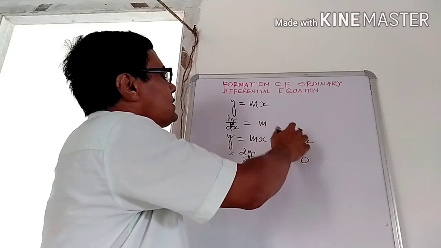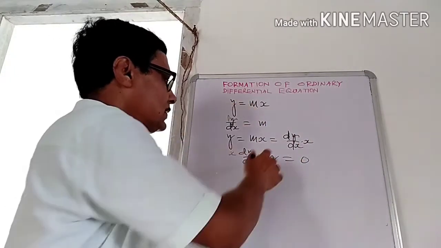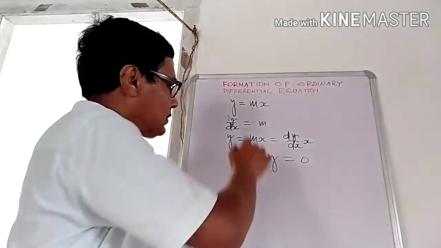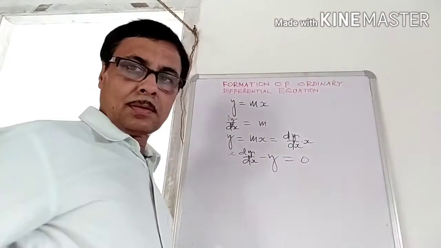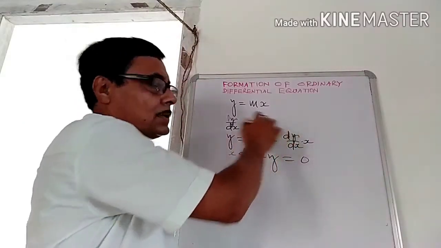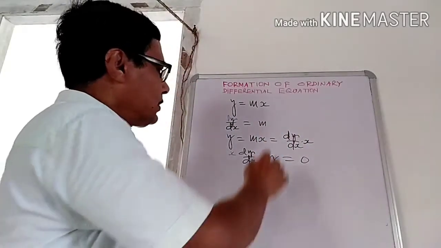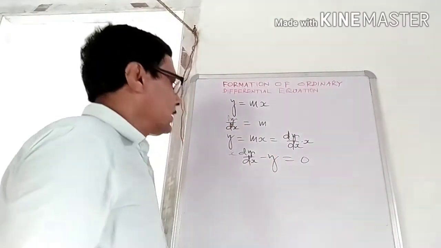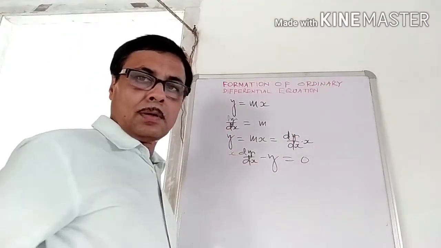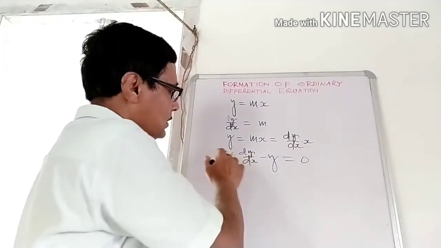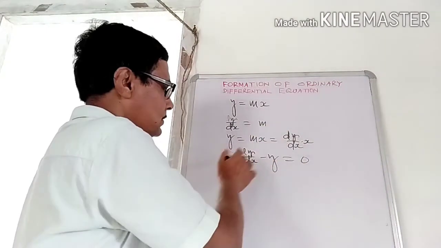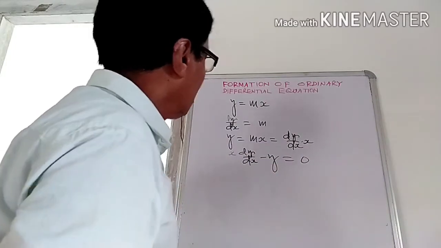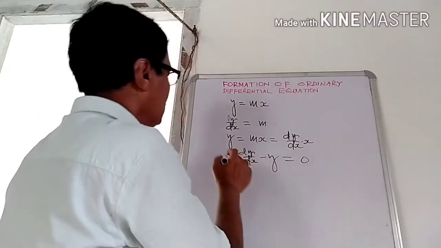Also you see the number of differentiations is 1. One time differentiating this curve, we get the differential equation, because the number of parameters here is 1. So the number of differentiations is also 1. The number of differentiations depends on the number of parameters. Here the parameter is 1, so the number of differentiations is 1. So after 1 time differentiation, we get the differential equation.